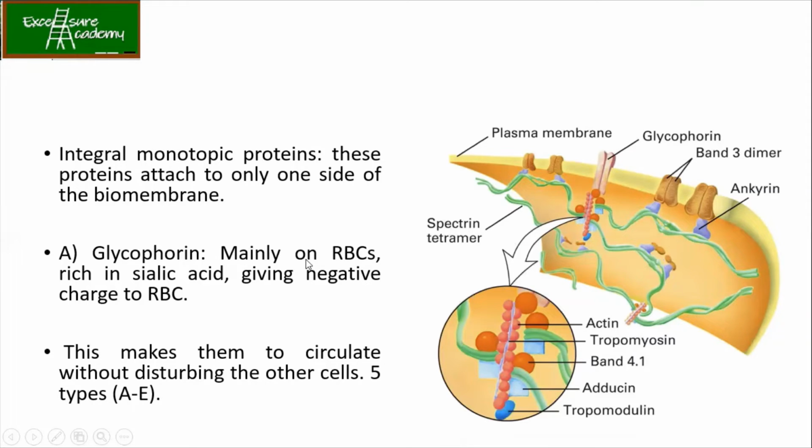Examples are glycophorin, which is mainly present on RBCs. They are rich in sialic acid, giving negative charge to RBC. So here, take away message कितना सारा हमें मिला यहाँ पे. Glycophorin is present on the RBCs, rich in sialic acid, and they are acid, right? So negative charge. So it is going to give the negative charge to your RBCs.